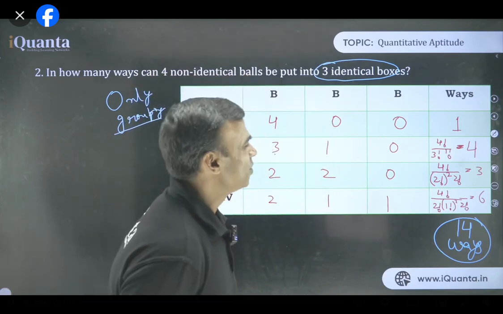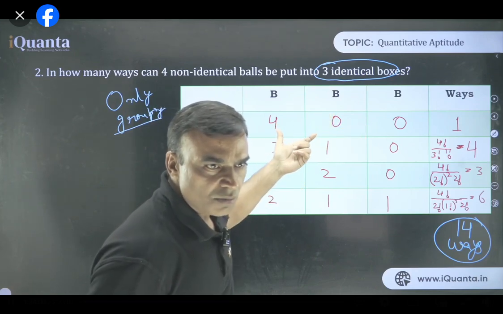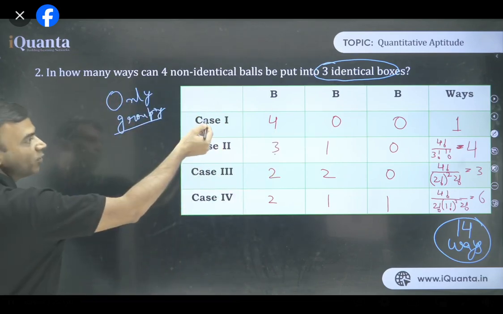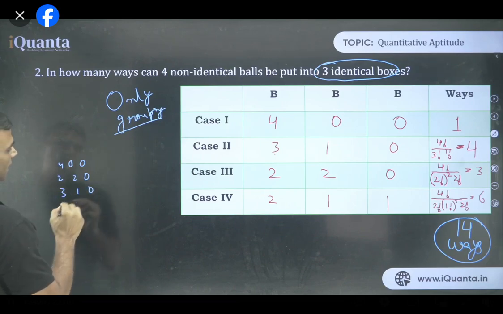Don't make a table, just do it directly. Visualize, keep these numbers in your mind, Gunjan. This can be done, right? Why do I need the boxes? I could have simply said, why do I need to write case 1, 2, 3, 4? I can start like this: 4, 0, 0, 3, 1, 0, 2, 2, 0, and 2, 1, 1.